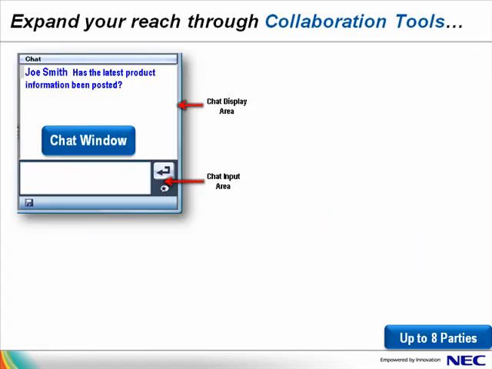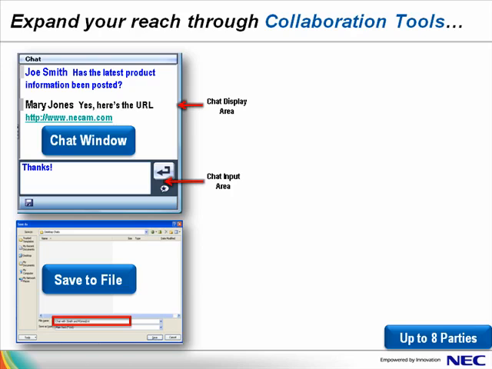Chat collaboration allows you to communicate during a collaboration session using text messaging. Difficult content that is hard to convey in an audio conversation, like an address or website URL, may be sent easily during chat. Chat collaboration sessions may be saved to a file for future reference.